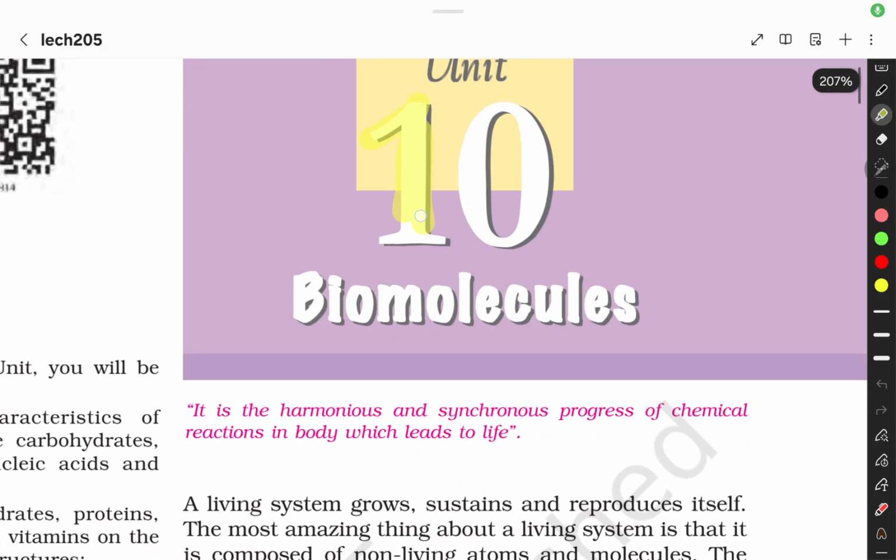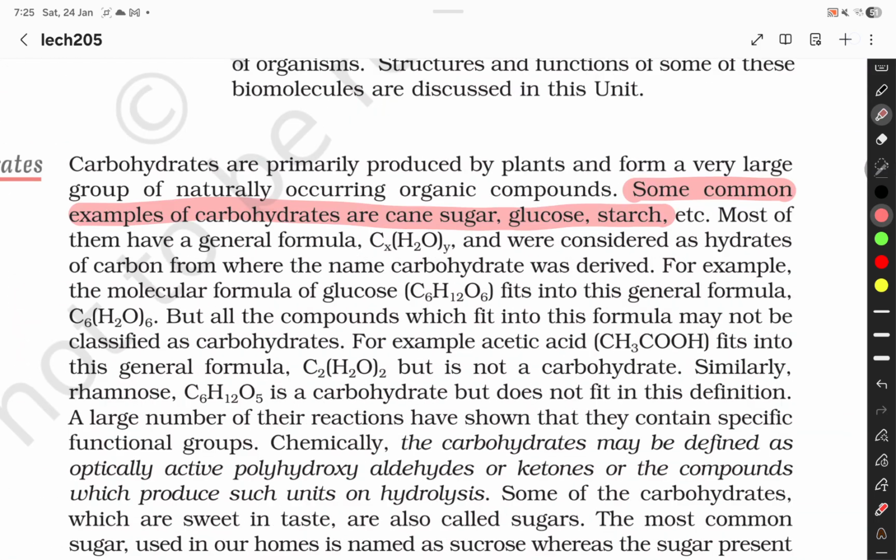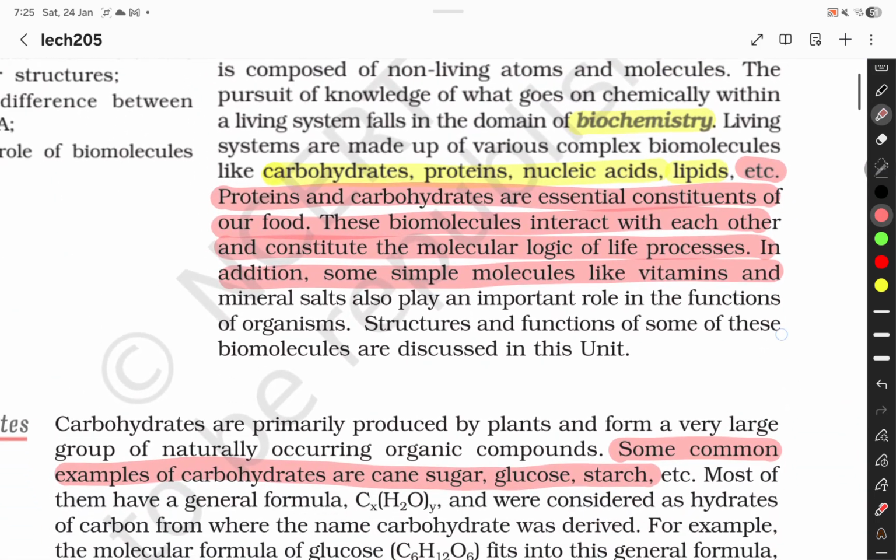In this video we'll be covering biomolecules. Biomolecules is a very high weightage chapter and free marks. So the first paragraph is surprisingly nothing.